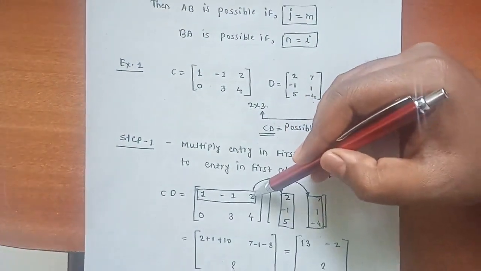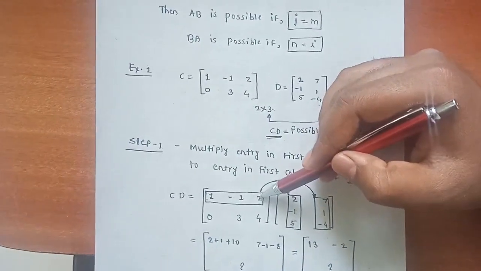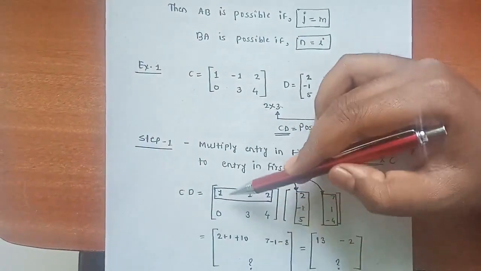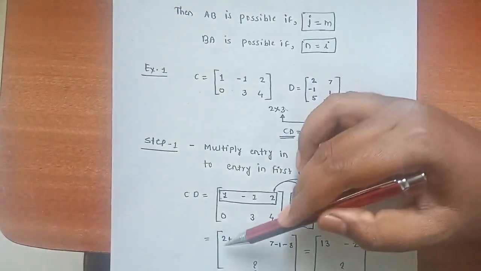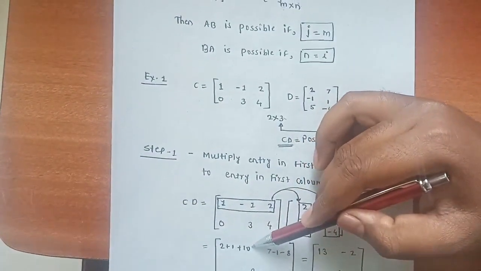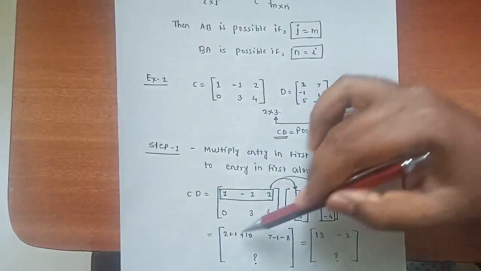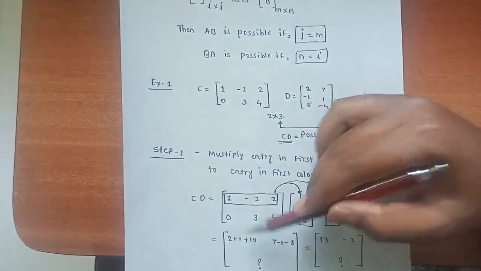This is 2 into 5, third element, because these are all the third element of the row and the third element of the column. So 2 into 5 is 10. Since we are multiplying the first row with the first column, I will get the first element in the row. So 1 into 2 is 2, minus 1 into minus 1 is plus 1, 2 into 5 is 10. So this is my first element.